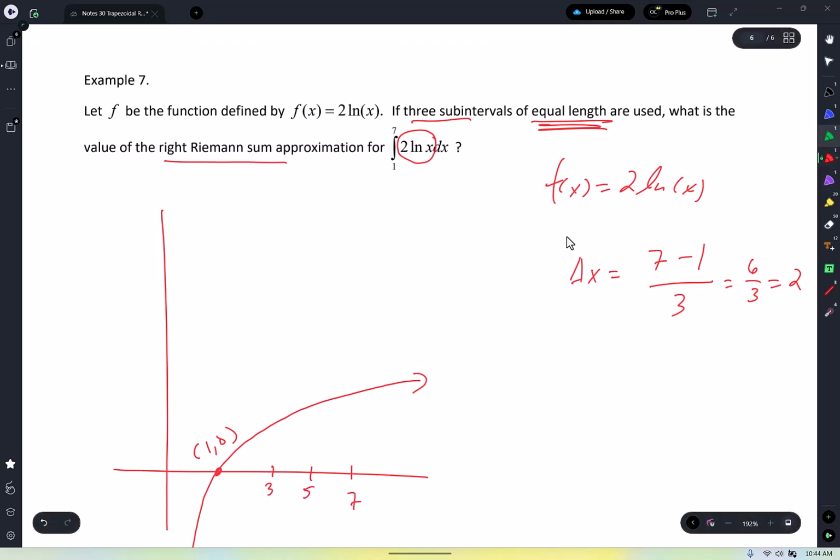All right, right Riemann sum. So here's your visual, guys. Boom. Here's your second. Here's your third.